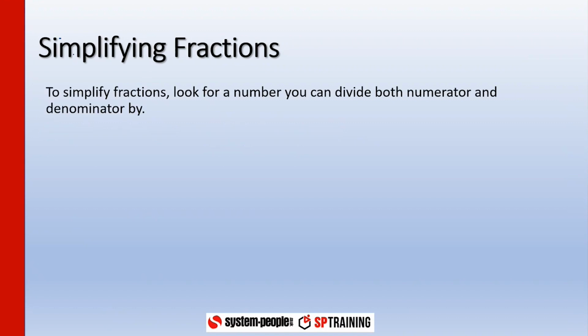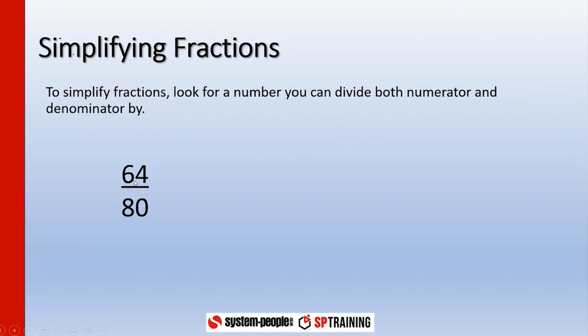So let's just have a look at a fraction. So we've got 64 over 80. And now to simplify a fraction, you need to look for a number to start with that you can divide both numerator and denominator by.